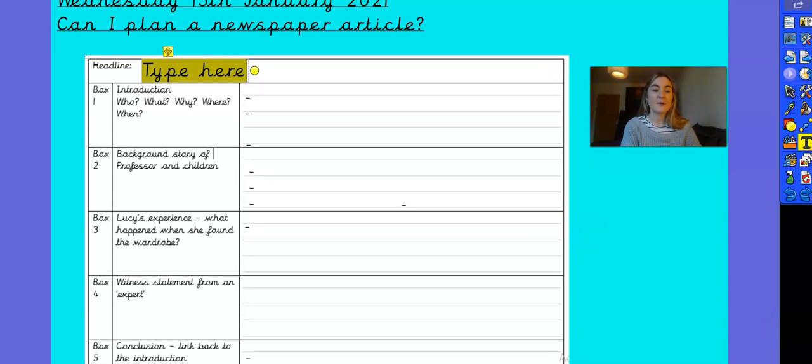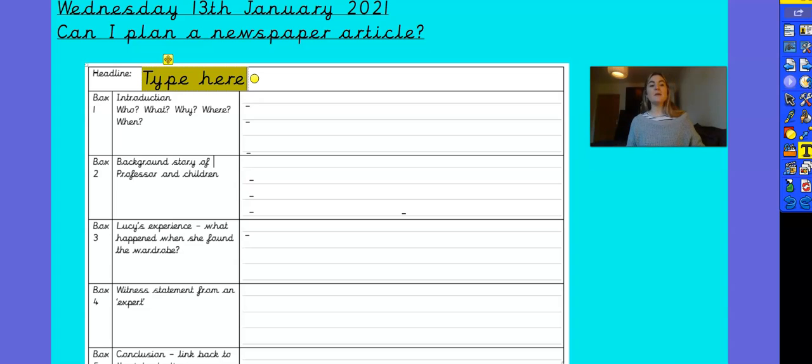So sorry about that. So today we are going to be planning our newspaper article. We are still reporters and we are going to be writing about this magical wardrobe that has been found in the professor's house. So on our home learning page, you will have a copy of this plan here.